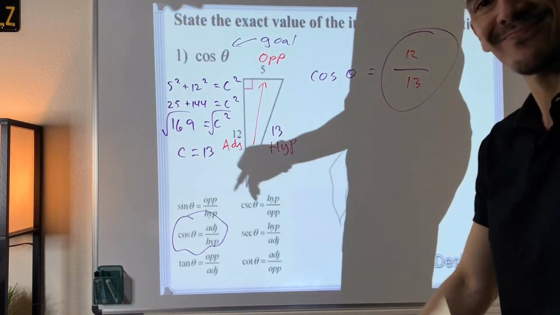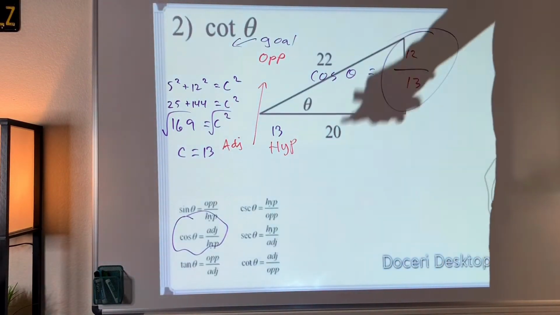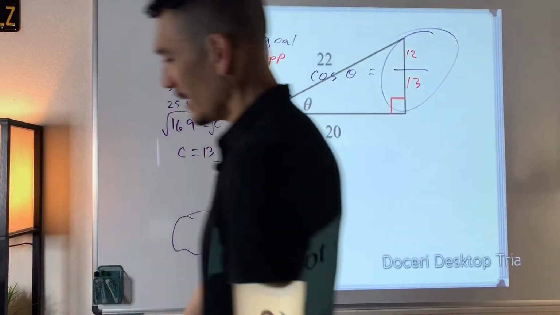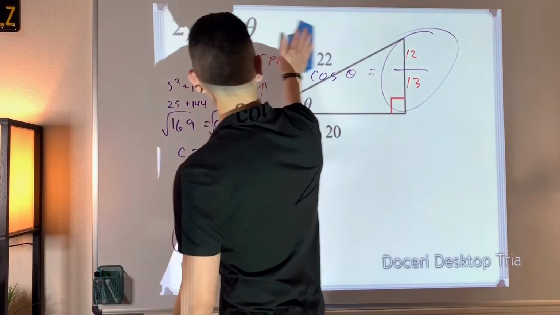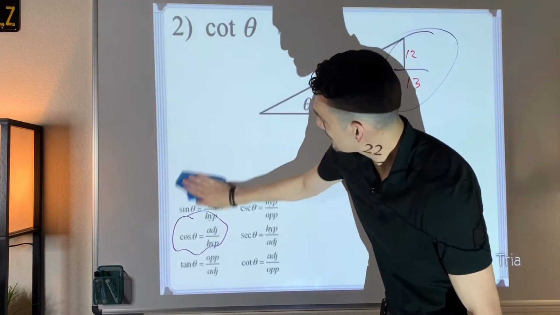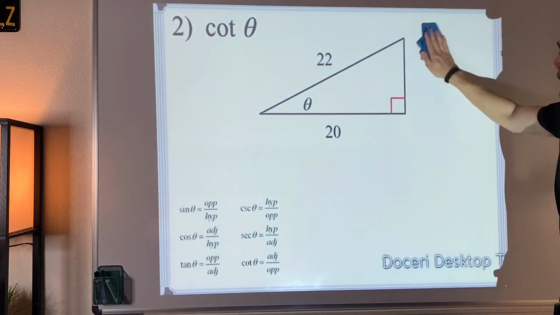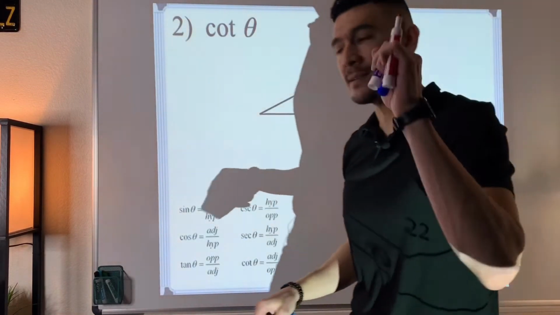12/13. Done. That's it. Next question. Let's try this one now. Okay? There it is. Let me erase the board. Put this one down. Let's see here. So the goal is cotangent. We have a right triangle, but gosh darn it, we're missing a side.